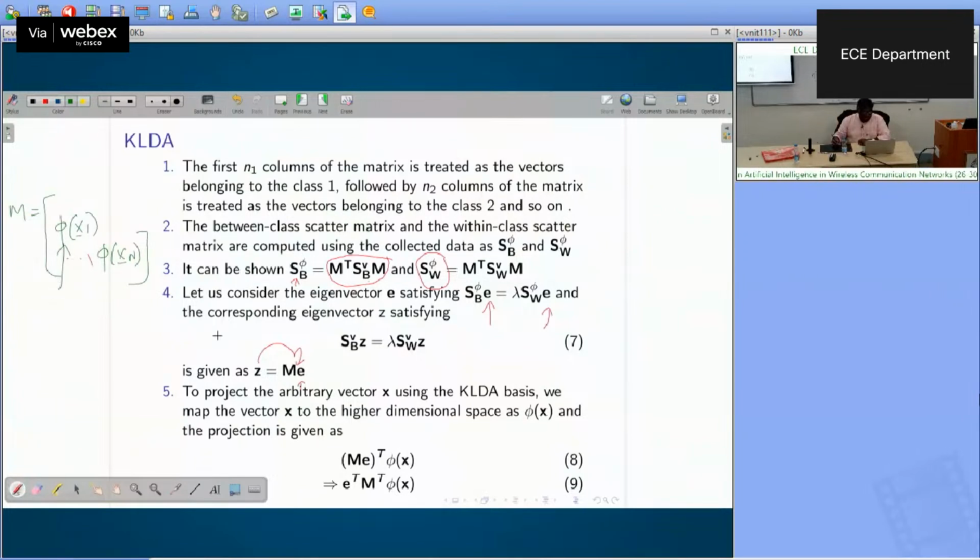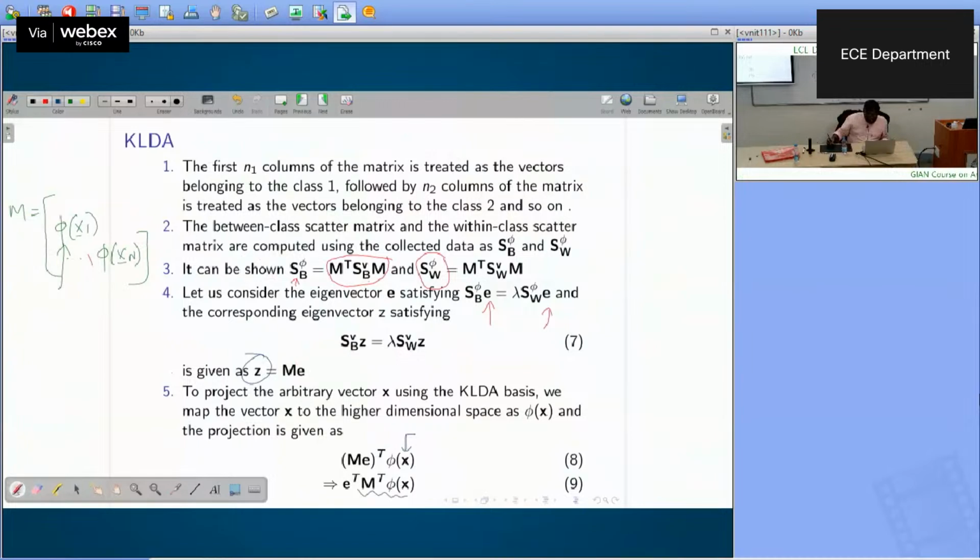But once Z is defined as M into E, I already told how to project an arbitrary vector X available in the feature dimension space. You compute phi of X, which maps the vector to the higher dimension. Then you multiply with the eigenvector, just for converting into 1D. If I have multiple vectors, I can project with the individual eigenvectors. So this is the projection to 1D. Now one of the eigenvectors is my Z, which I can replace with M into E whole transpose. We can write it as E transpose M transpose phi of X.